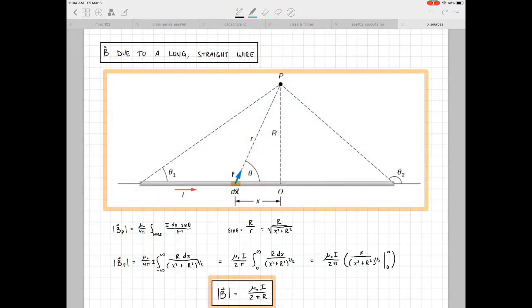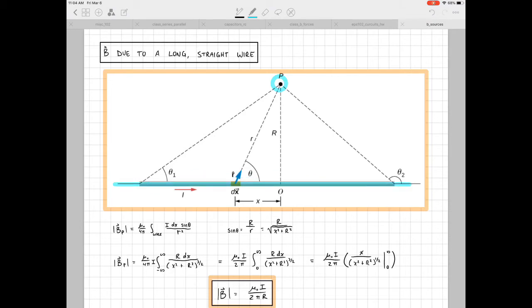All right, so we have the Biot-Savart law. Let's go through an example of how to use it. So we want to figure out the B field due to a long straight wire. I am looking at this point P. I want to try to figure out the B field at that location. And then here's my long straight wire.